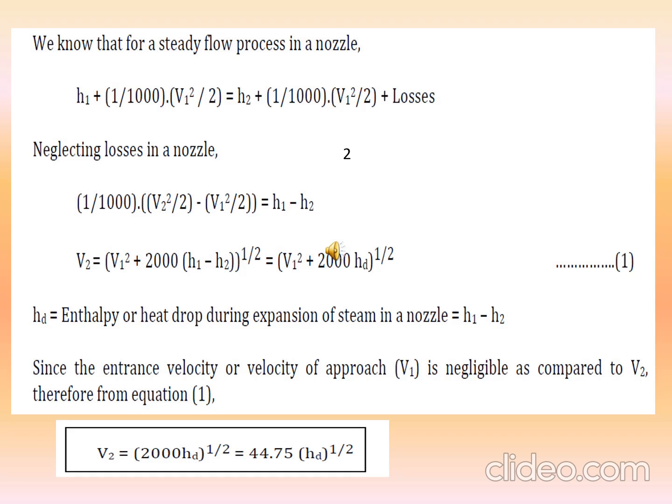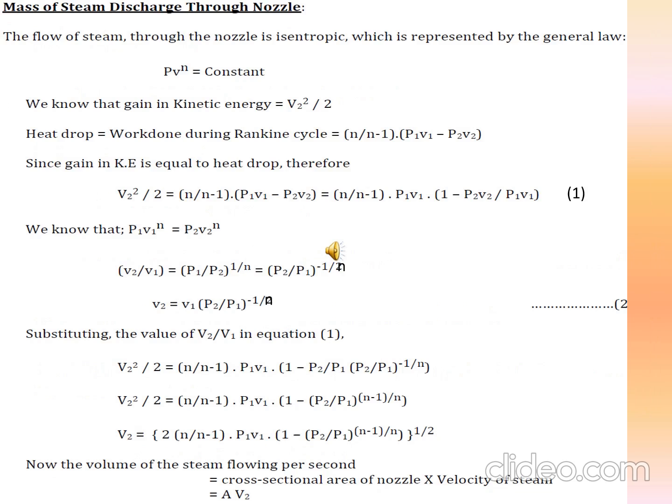Okay. Now we'll discuss the mass of the steam discharged through the nozzle. First of all, we know that this process is totally isentropic. So according to the isentropic condition, PV to the power n equals a constant. And another thing, we know that inside the nozzle, the heat energy is converted into kinetic energy, which is V2 square divided by 2, where 2 denotes the exit.